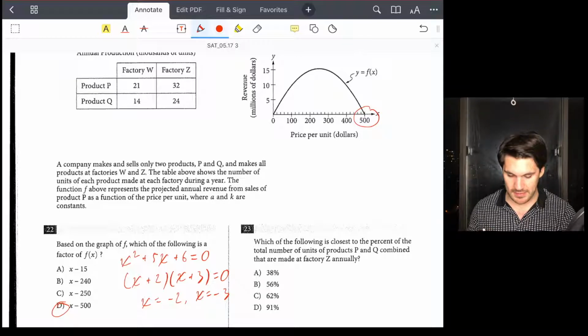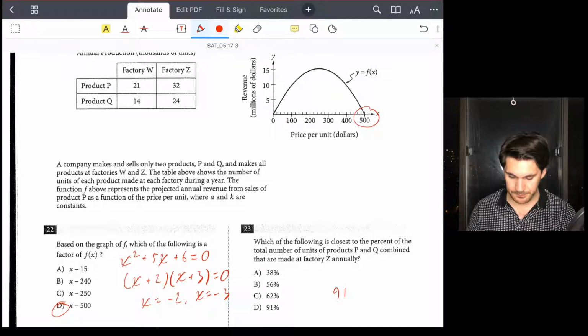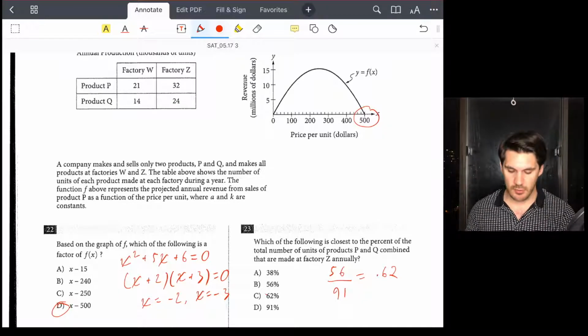Number 23, which of the following is closest to the percent of total number of units of product P and Q combined that are made at factory Z annually? So in total, if we add up 21, 14, 32, and 24, we're going to get 91. However, the number that are made only in factory Z is 32 plus 24, which is 56. So 56 alone won't be our answer. 56 over 91 is going to be our answer. And this is going to be about 0.62, which is equivalent to 62%.